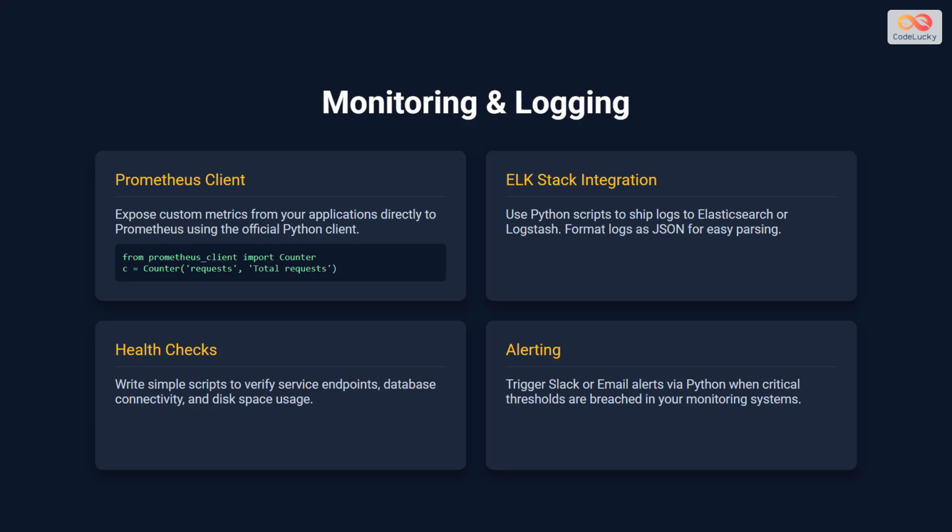Effective DevOps requires robust monitoring. Python integrates perfectly with the ELK stack for shipping and parsing logs. You can also use the Prometheus client library to expose custom metrics from your applications. Additionally, simple Python scripts can perform health checks on your services and trigger alerts via Slack or email when things go wrong.